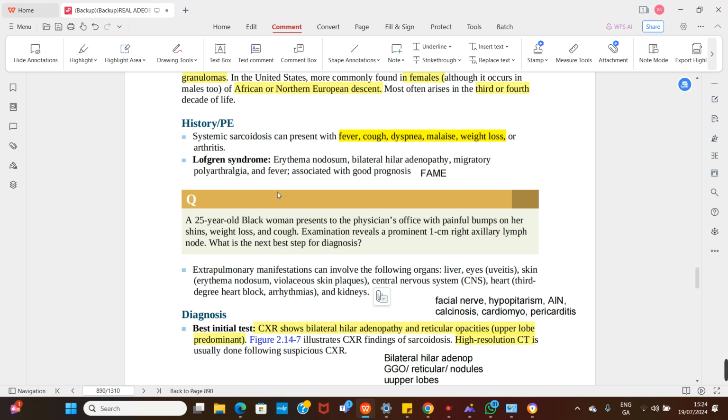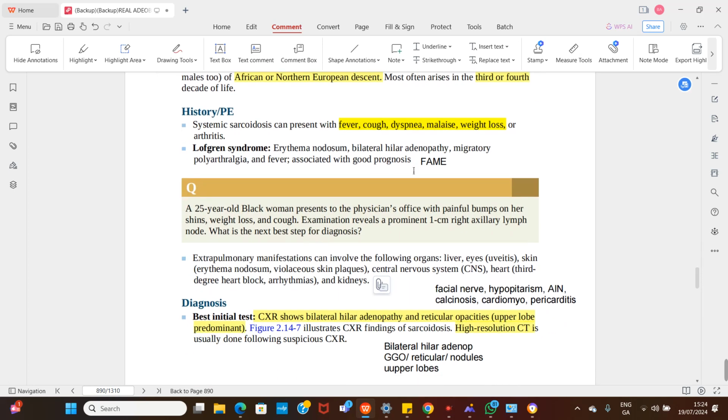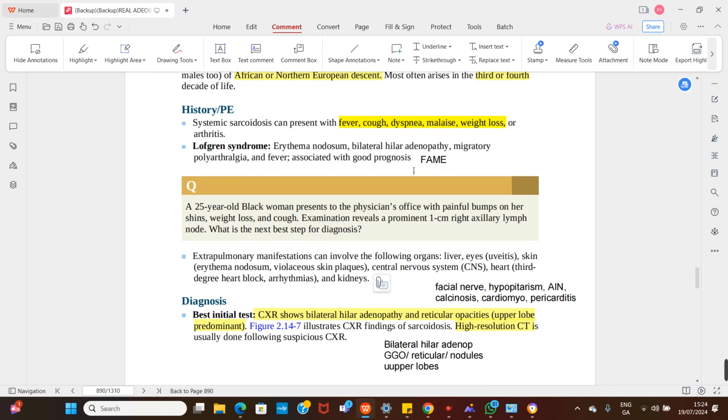Aside from the lungs, causing bilateral adenopathy and reticular opacity, reticular granular opacity, nodular opacity in the lungs, usually in the upper lobe, what else can systemic sarcoidosis affect? The liver, hepatomegaly; the eyes, uveitis; the skin. They can have erythema nodosum. They can have lupus pernio, which means they have a butterfly rash in the face, spanning the nasolabial fold, just like what you have in SLE. Lupus pernio. They can have erythema nodosum.